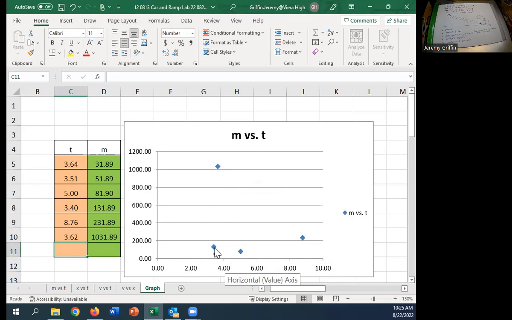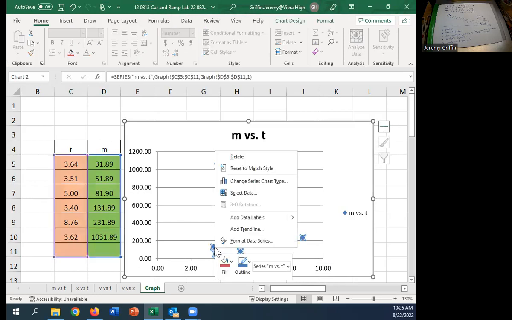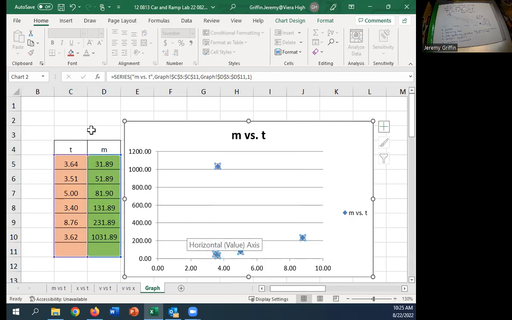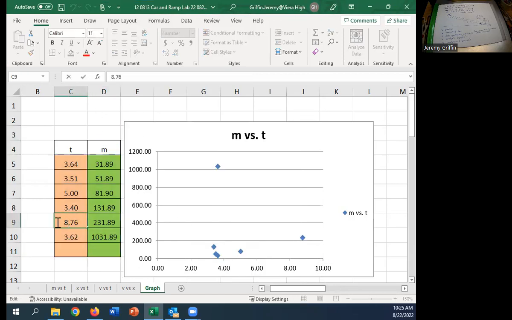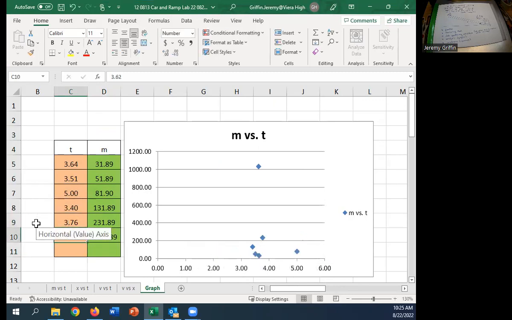Okay. So let me do this. I'm gonna right click on one of these. Oh, that was supposed to be 3.76. Oops. All right, sorry, I typed it wrong. All right. Oh yeah, that looks even better. All right.